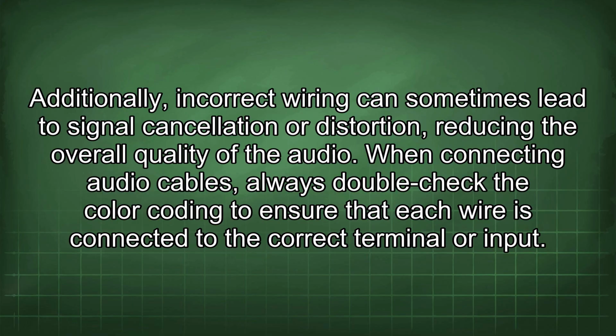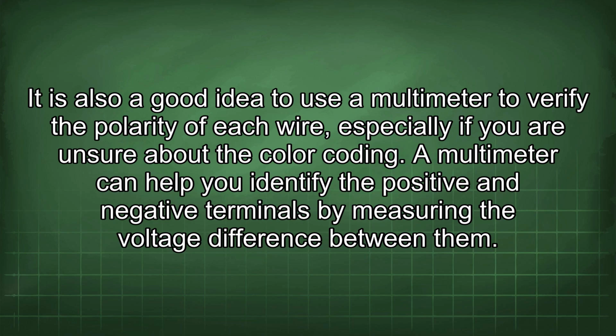When connecting audio cables, always double-check the color coding to ensure that each wire is connected to the correct terminal or input. It is also a good idea to use a multimeter to verify the polarity of each wire, especially if you are unsure about the color coding. A multimeter can help you identify the positive and negative terminals by measuring the voltage difference between them.